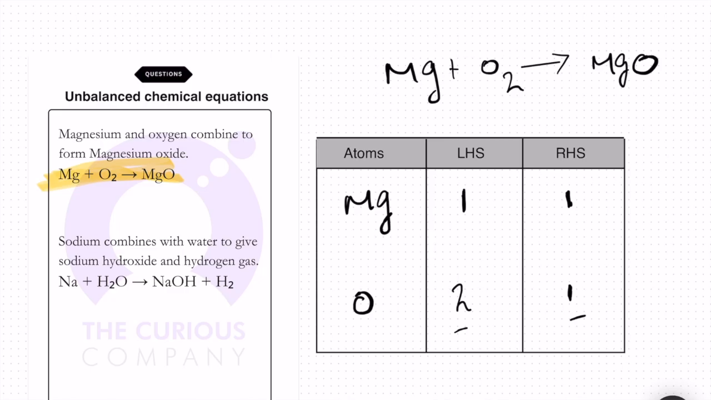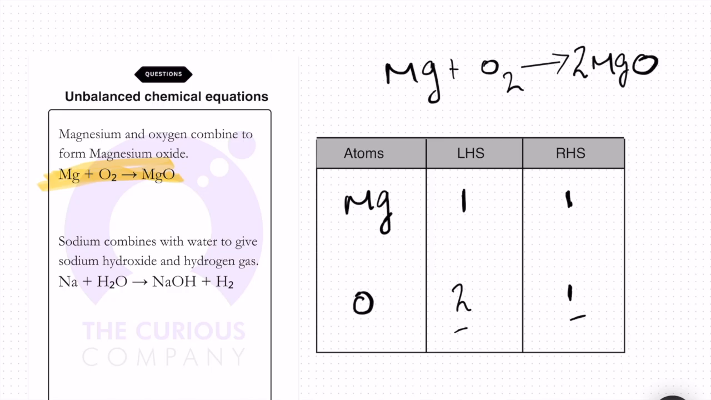You can multiply the number of oxygen atoms by 2, where? In the RHS. Let's just say we multiply 2 in the RHS. That is, we write 2 in front of the magnesium oxide, the compound that is formed as the product. Now, my question is, what happens to the magnesium here?